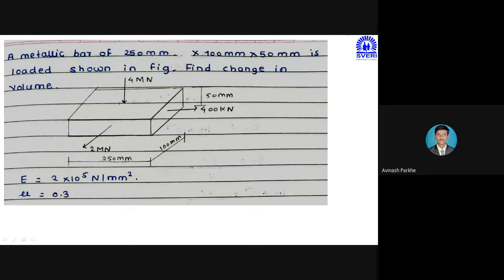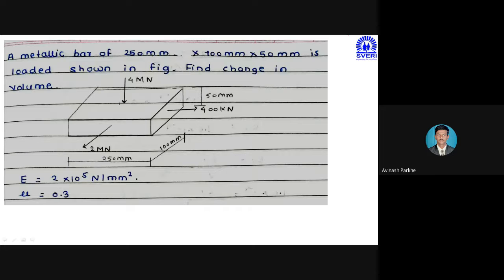Uniaxial means your metallic bar or rod is subjected to force in only one direction, that is, force is applied in the x direction only. So problem number one and problem number two, whatever we have solved, come under the category of uniaxial condition. Now the third problem we solved is related to the triaxial condition.